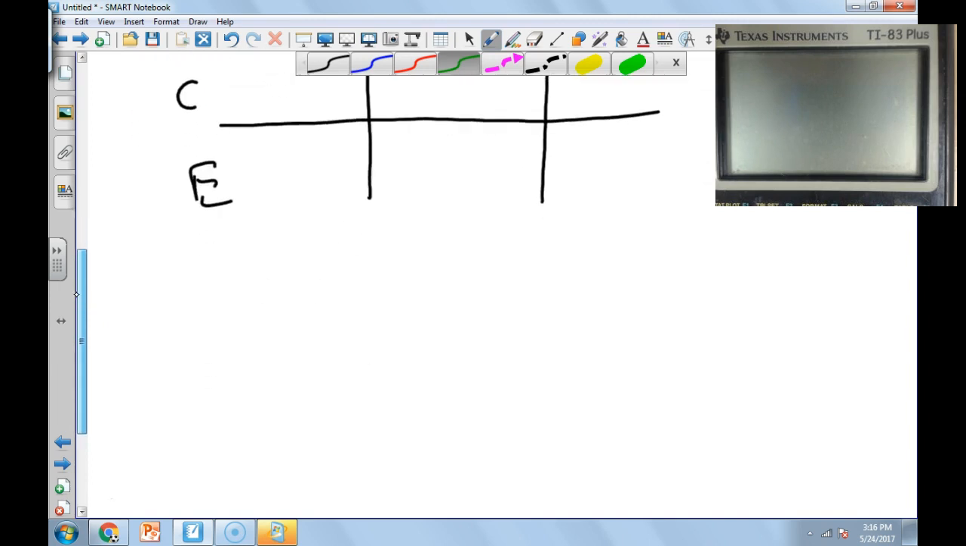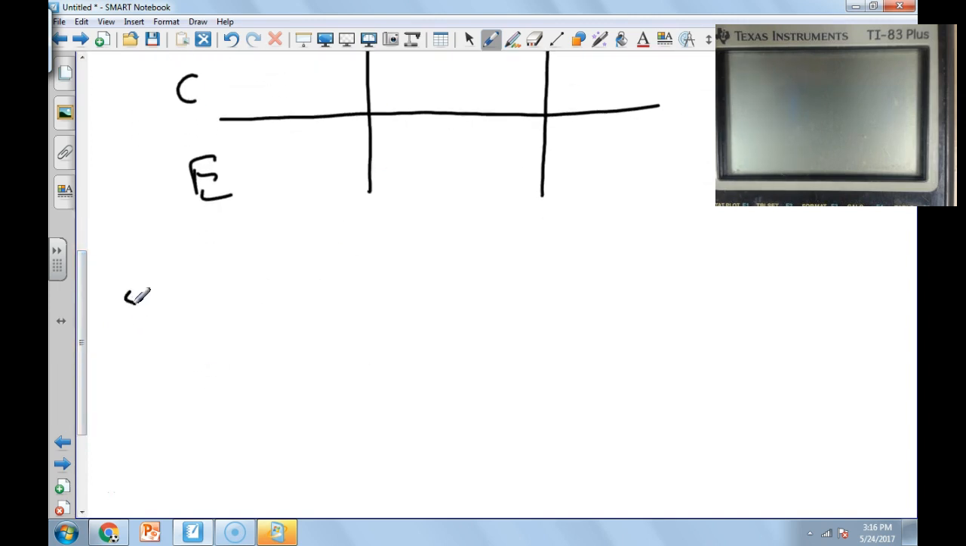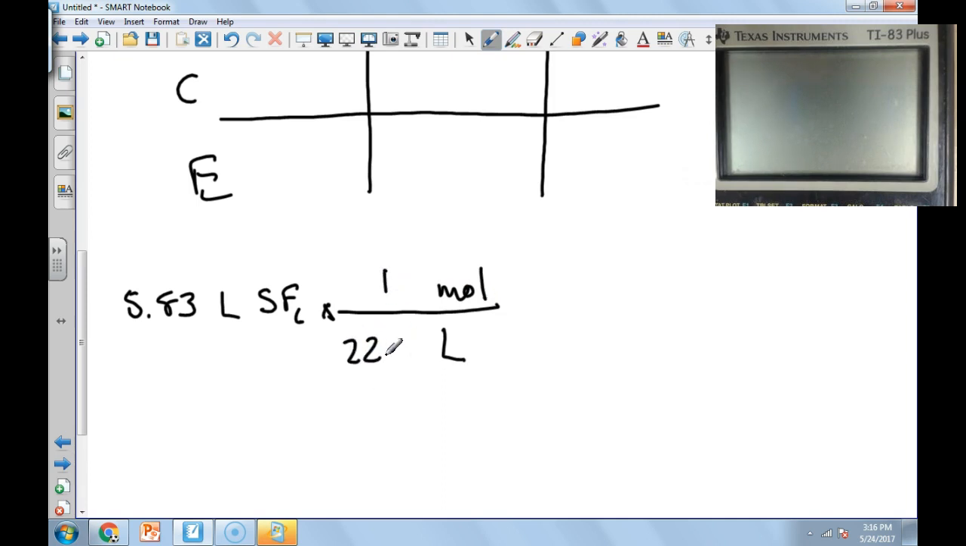You're probably going to X-line anyways, but okay, so we have 5.83 liters of SF6, and we're going to X-line it, and we want to go from liters to moles, and so we have 1 mole is 22.4 liters. Now, we go and notice that liters cancel out, and now we're going to calculate our answer, and we type 5.83 times 1 divided by 22.4.